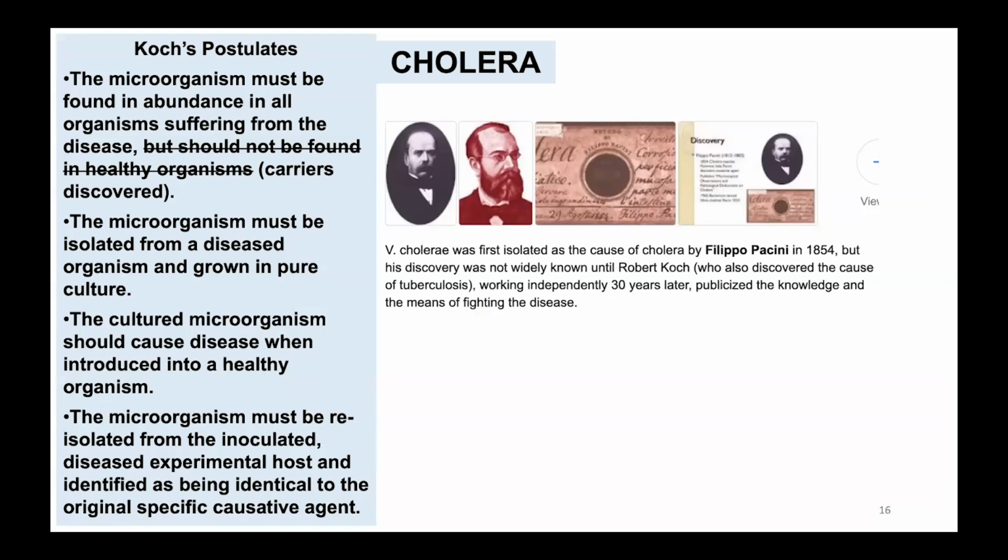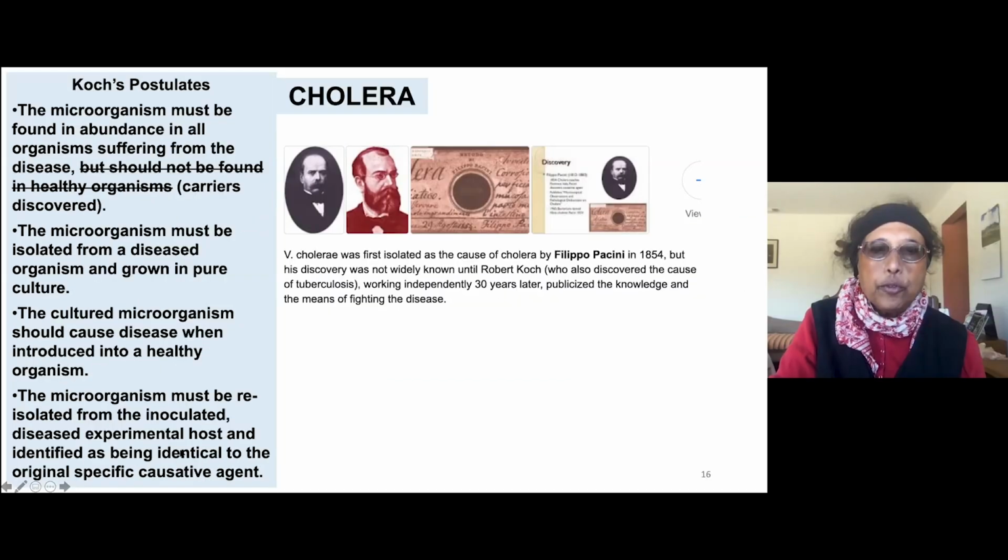So the first one I was going to talk about was cholera. Vibrio cholerae was first isolated by Filippo Pacini, and his discovery was not widely known until Robert Koch, who worked on tuberculosis, described the mechanisms about 30 years later. And Koch had these postulates saying that the microorganism must be found in abundance in all organisms suffering from the disease. The microorganism must be isolated from the diseased organism and grown in pure culture. The cultured microorganism should cause disease when introduced into a healthy organism, and the microorganism must be re-isolated from the inoculated diseased experimental host and identified as being identical to the original specific causative agent. So those were his postulates.